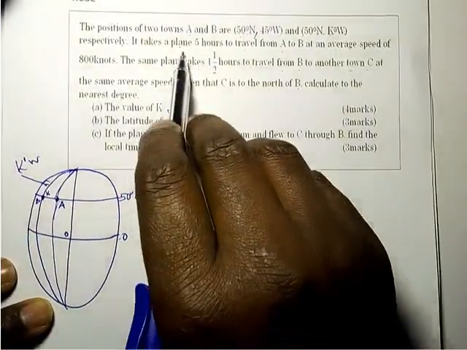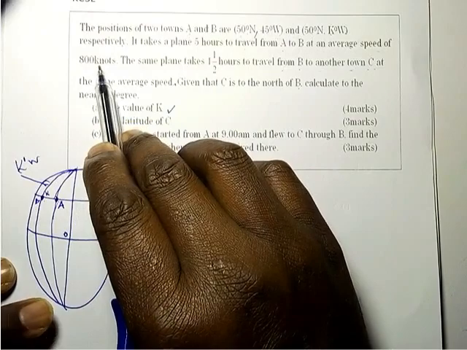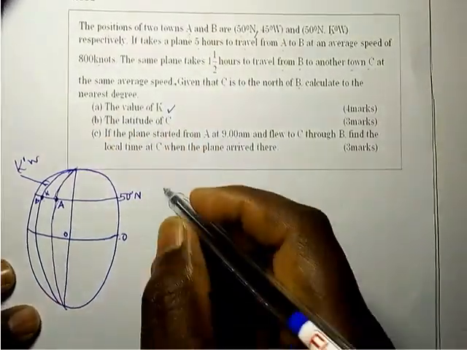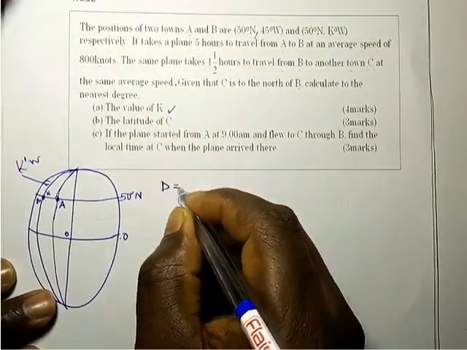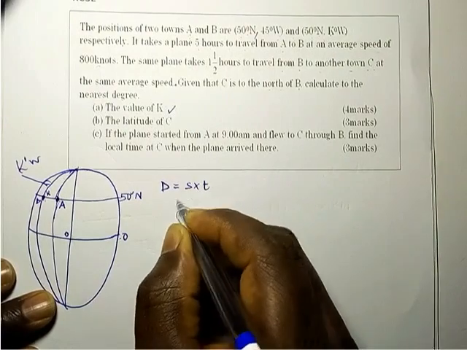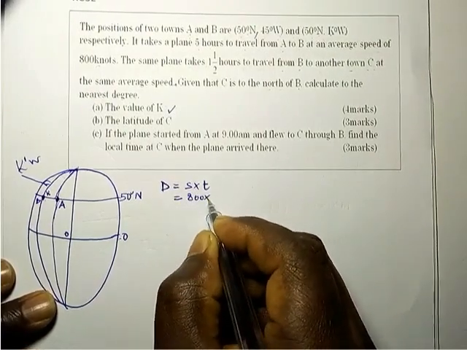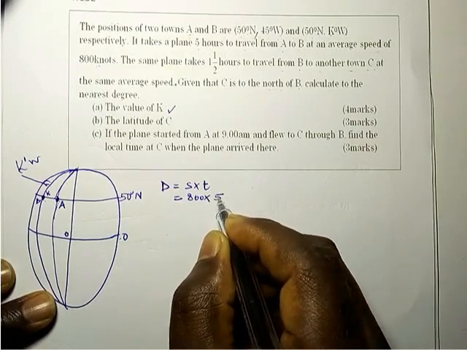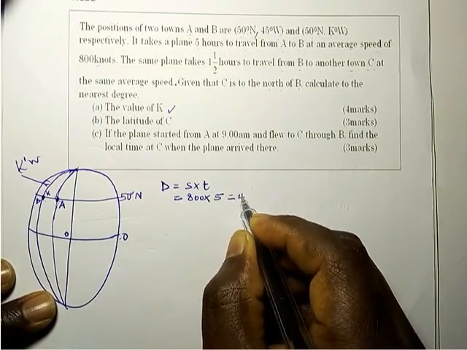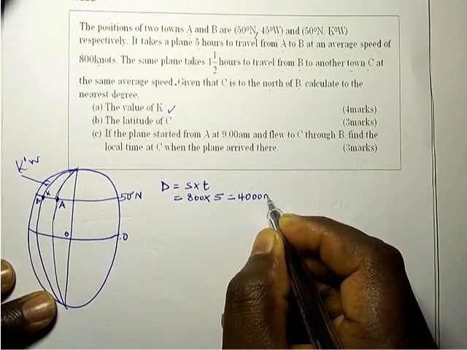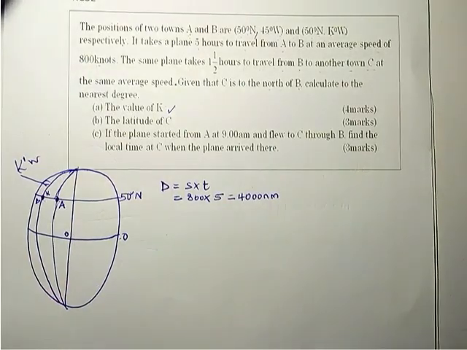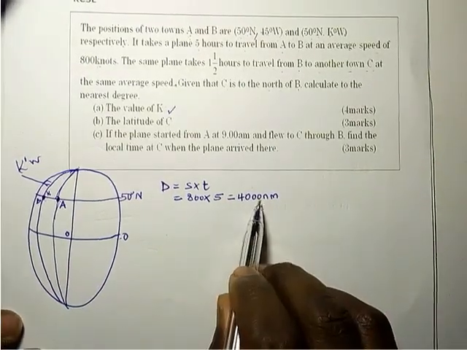But we have been given the speed and the hours. So how do we get the distance? Distance is equal to speed times time. So distance is equal to 800 times 5, and this gives us 4,000 nautical miles.